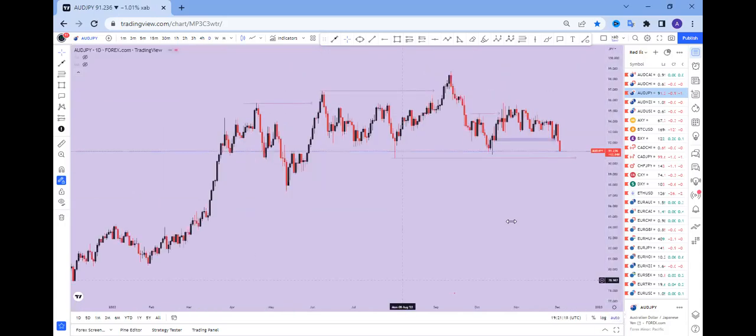Can you mark out where you're talking about? Let me see where you're talking about. Mark where you're talking about. Let me see what you described as the lower low.